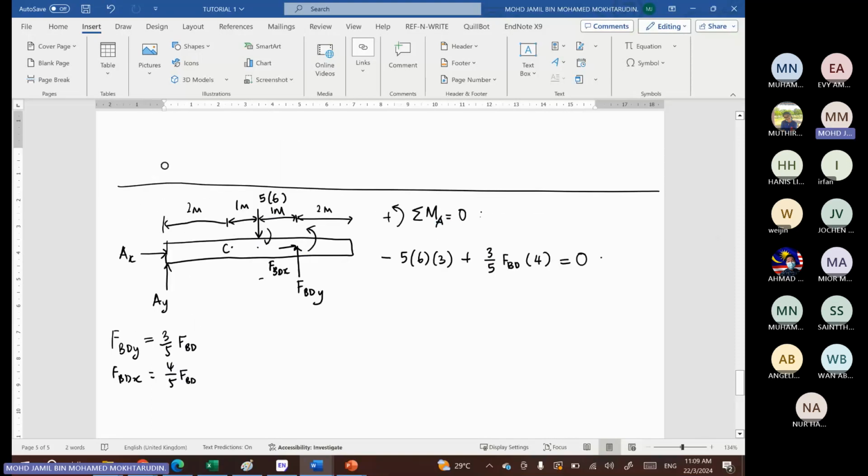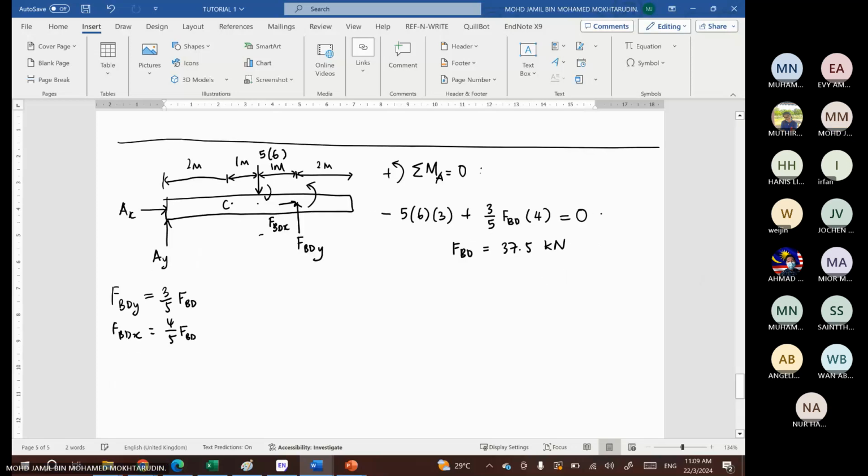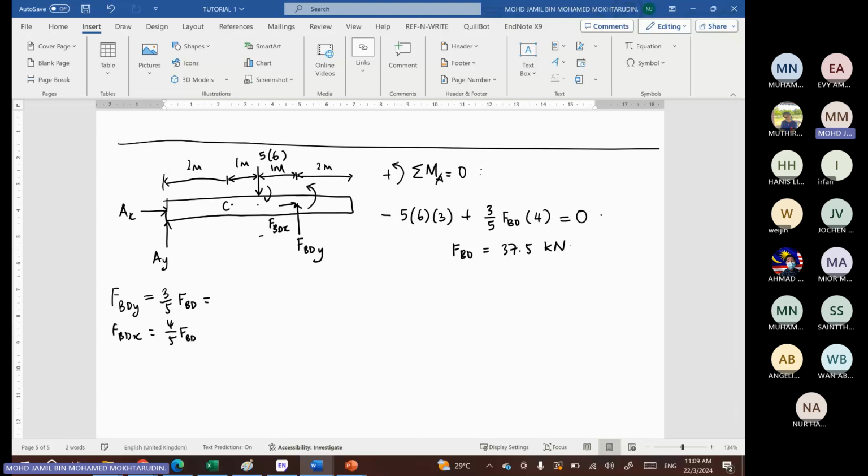Okay, now you already have this equation for moment at A. Then we can find FBD. Okay, so 5 times 6 times 3 divided by 4 divided by 3 times 5. Okay, so you dapat 37.5 kilonewton. Okay, so here you can convert the real value lah, 37.5 times 3 divided by 5.